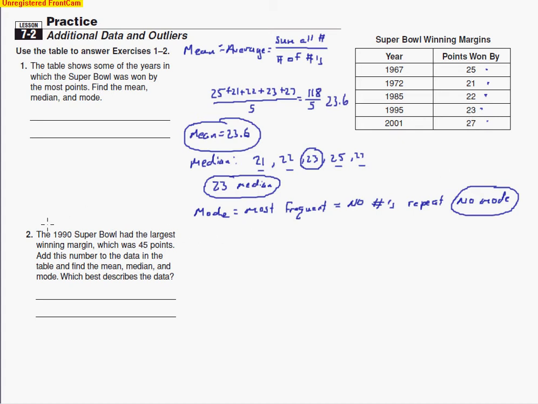Well, number 2, we use that same data set, but we read further, and it says that in 1990, the Super Bowl had the largest winning margin, which was 45 points. Add this number to the data in the table and find the mean, median, mode again. So now we have one extra bit of data. So let's do that. Let's find the mean. So the mean is just when we add up all the numbers. So let's add them up again. 25, 21, 22, 23, 27. So we're adding up all those numbers, but we're also adding in 45.